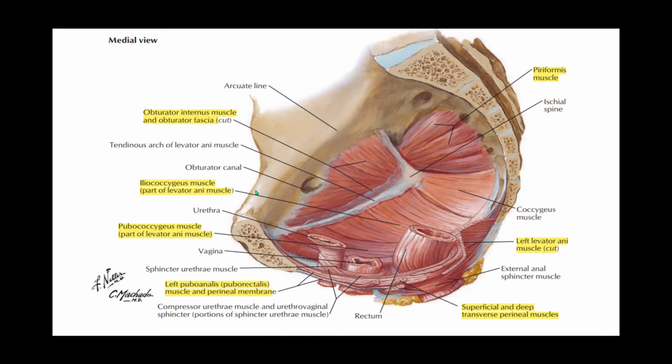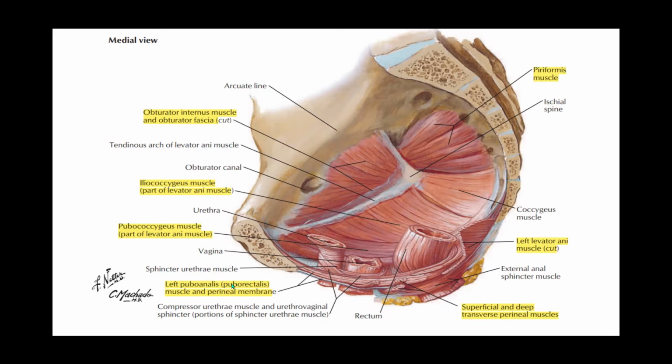We have the iliococcygeus muscle, which spans from the ilium all the way around to insert into the coccyx. That's why it's called the iliococcygeus. We've got the pubococcygeus muscle, and as the name suggests, it originates from the pubic bone and slings around to insert into the coccyx. So, pubococcygeus.